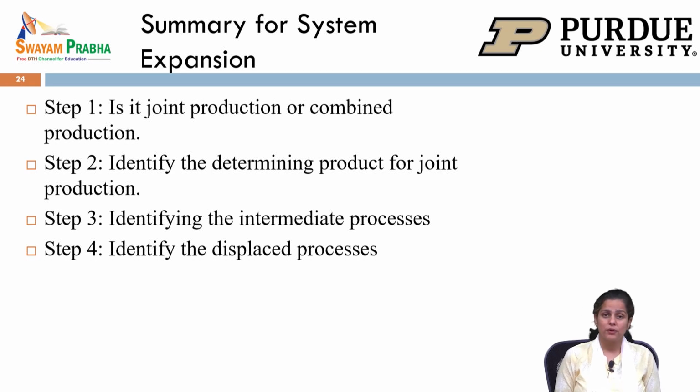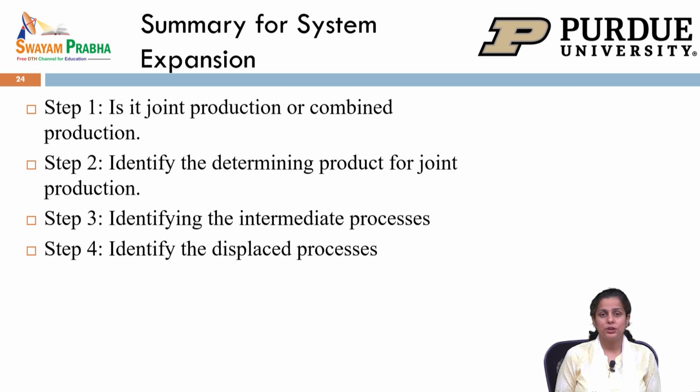But if it is a joint production, then it becomes a challenge, and you need to think wisely about how to ascribe the environmental impact of that process to the product that you are studying. So, the second step would be identifying the determining product for joint production. So, mostly this is the product that would be the focus of your LCA. If it is not the product of the focus of your LCA, then you need to focus on how to identify what impact is ascribed to the co-product if that product is part of your LCA.